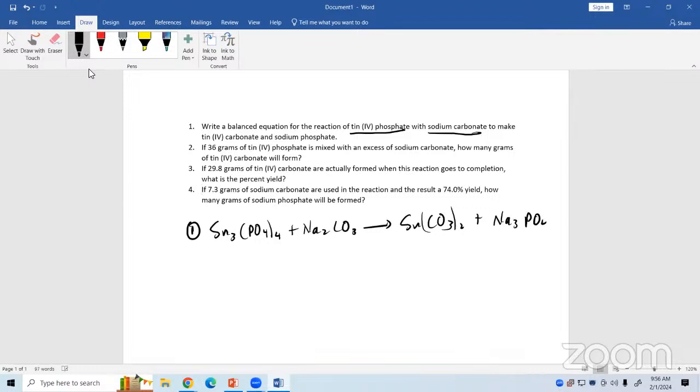And then the formula for sodium phosphate is Na3PO4. All right, so we have to write down the formulas for the reactants and products first, and then we figure out how to balance this.